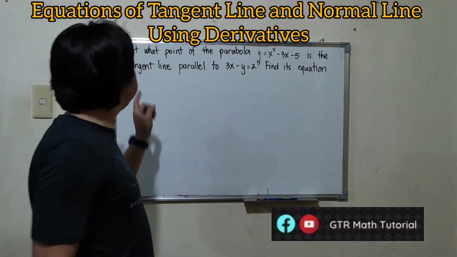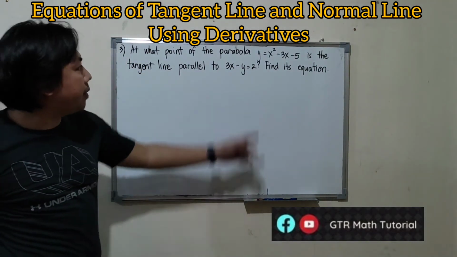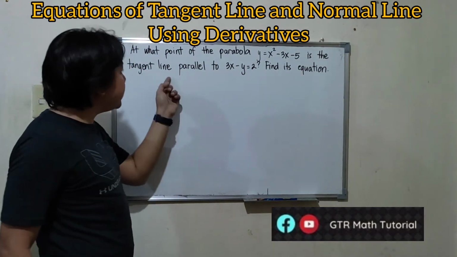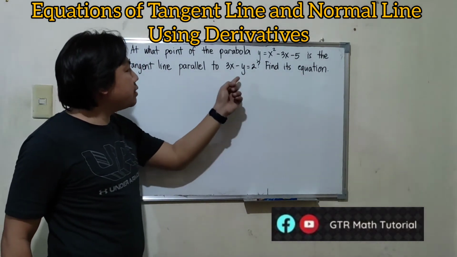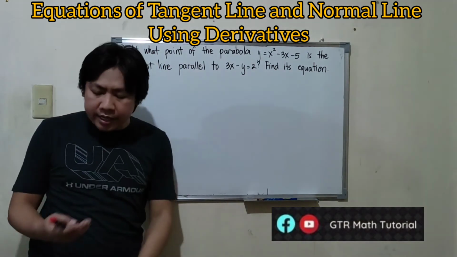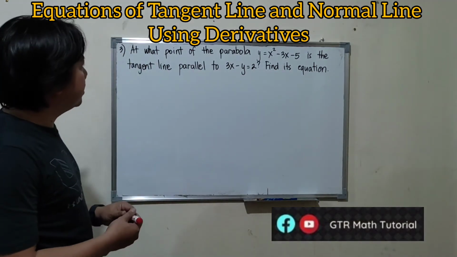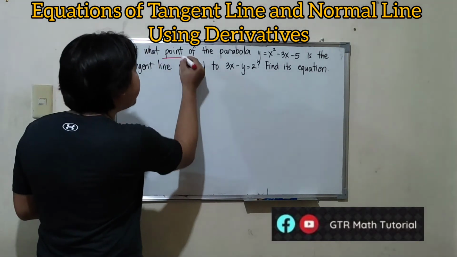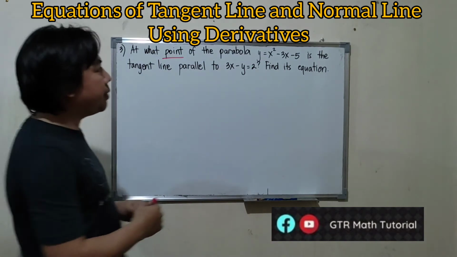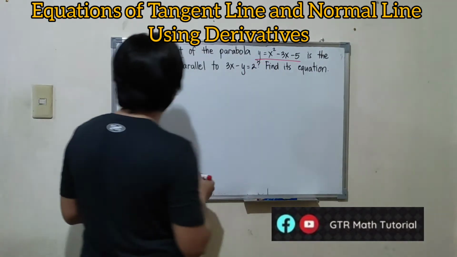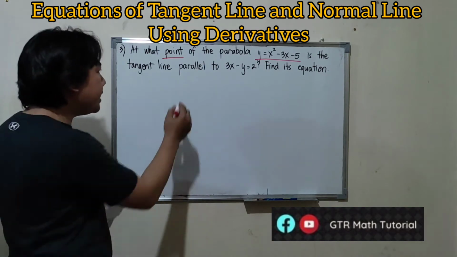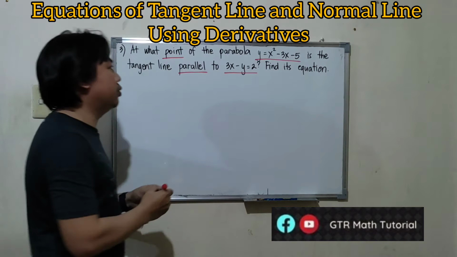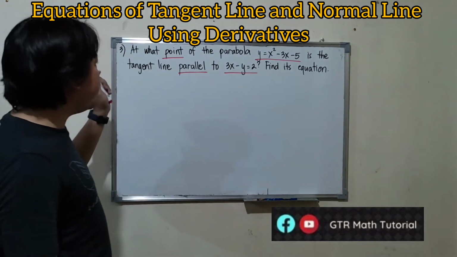Okay, number 3. At what point of the parabola y equals x squared minus 3x minus 5 is the tangent line parallel to 3x minus y equals 2? And then find its equation. So, hinahanap natin at what point. So, hinahanap natin yung point. What point of the parabola, so here's the parabola, is the tangent line parallel to 3x minus y equals 2. So, hinahanap natin dito ay yung point.